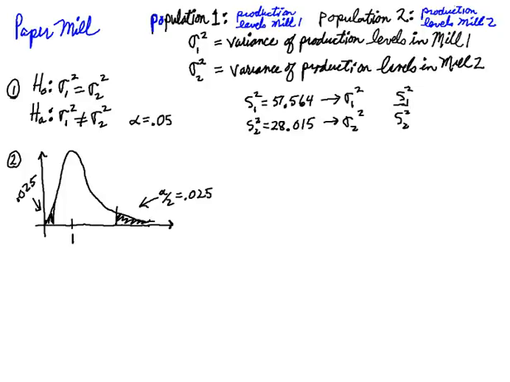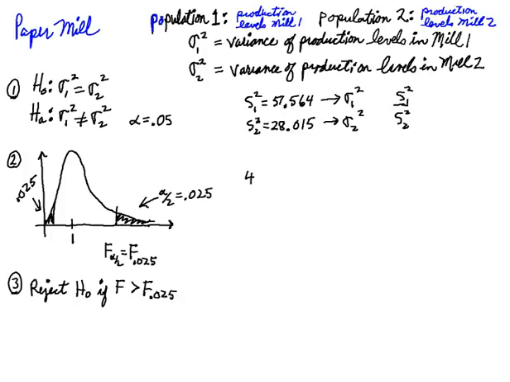result of the test. For now, I'm going to call that upper end critical value F sub alpha over 2, or F sub 0.025. Now, step 3 is the rejection rule. I'm going to reject H sub 0 if my test statistic, which I'll calculate in a moment, is greater than my critical value.